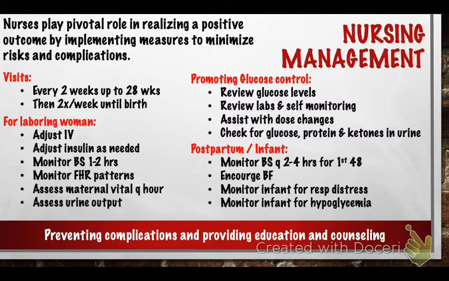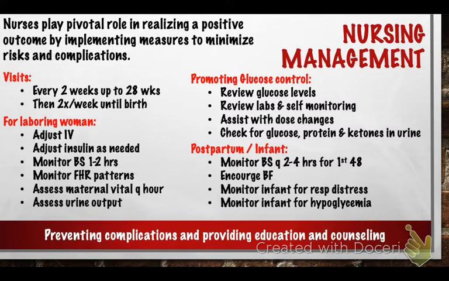Infant-wise, we want to be able to monitor the baby for macrosomia. We want to be able to monitor the baby for respiratory distress syndrome. Hypoglycemia is going to be a big one for these babies. Hypocalcemia, hyperbilirubinemia, and a variety of congenital anomalies are what we're going to be assessing the babies for. Basically, we want to make sure that we're also preventing any types of complications.